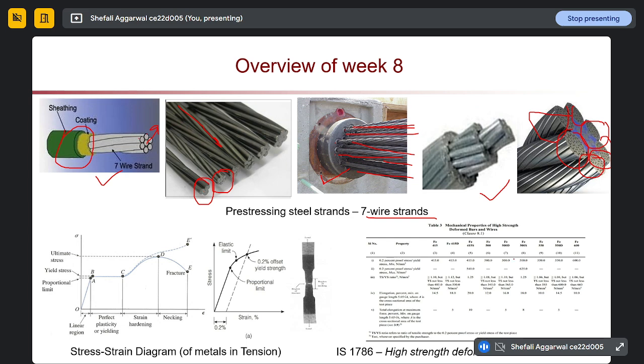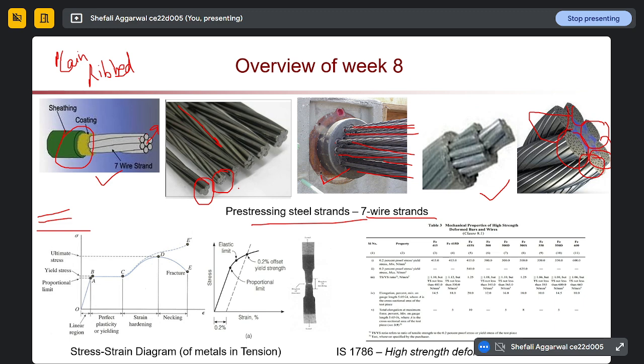Last week we studied plain rebar, then ribbed rebar. Those were the uncoated rebars. And this week we read about the coated rebars, where we started from the epoxy coated, then CRC coated, and lastly galvanized coated rebars. The last type of rebars are the pre-stressing strands.